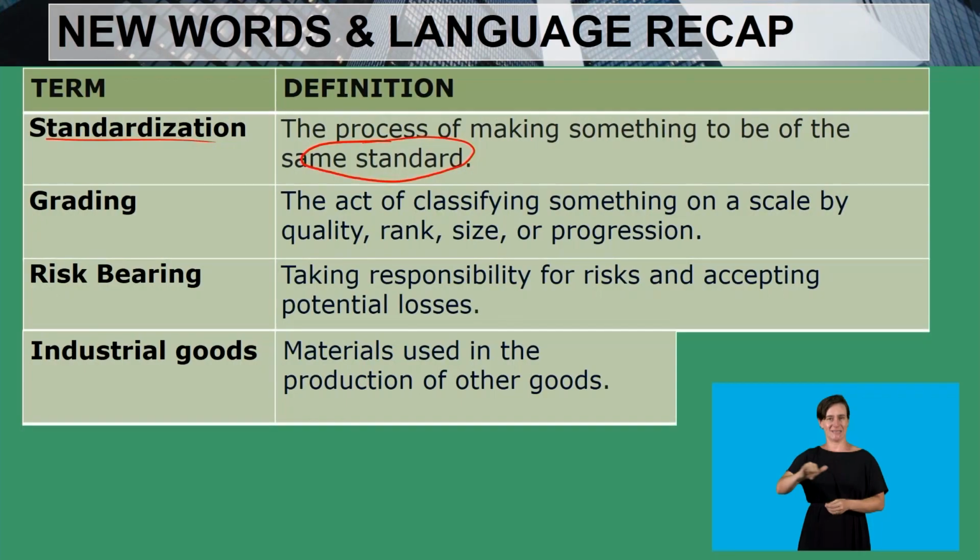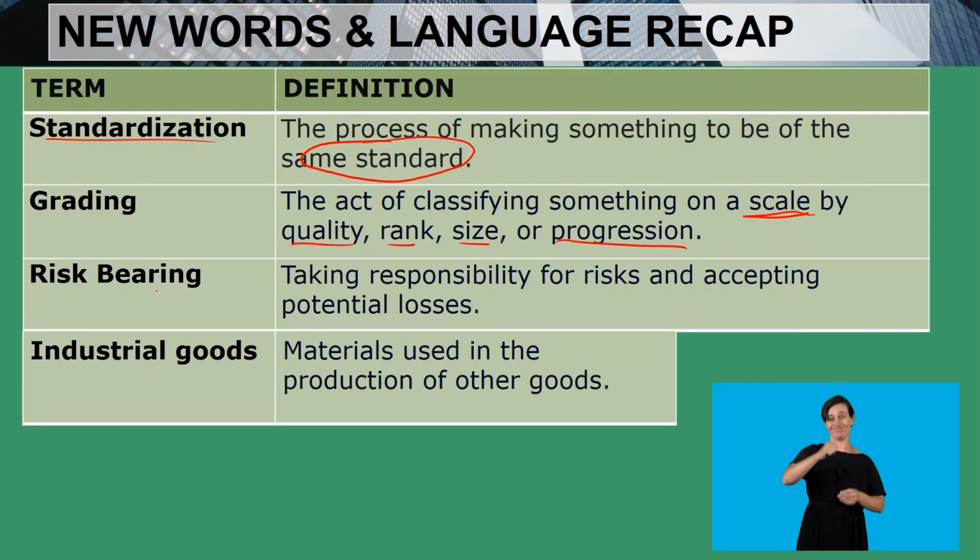We also have grading, which is the act of classifying something on a scale by quality, rank, size, as well as progression. So this is when you will see some products being A grade or 5-star. So they are given a certain rank to show the quality.